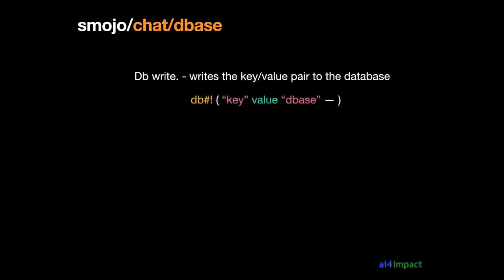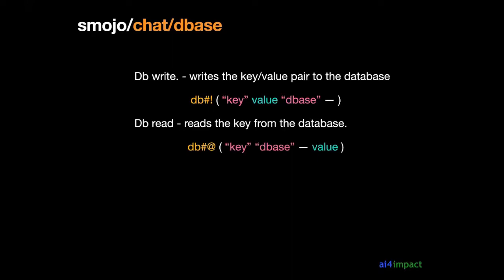Okay, so let me review a few things that we have been talking about the last couple of weeks. The first one is the Smojo chat database module. There are three words. The first one is DB write, which is DB hash exclamation mark. It's very similar to your normal hash writes, or hash stores. DB read just reads the key from the database. So you give it a key and a database name, and it'll give you the value. The write is the same thing: key, value, database, and then it writes to the database. And DB drop will delete a key value pair.